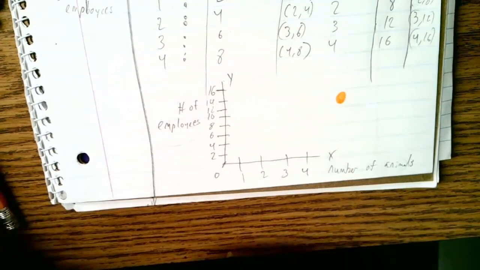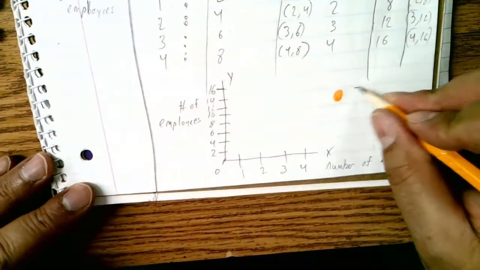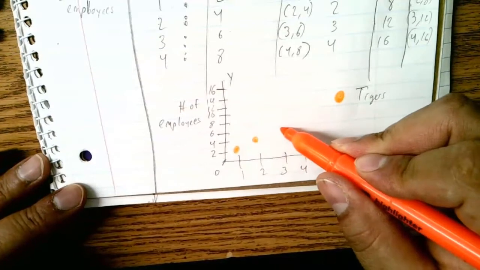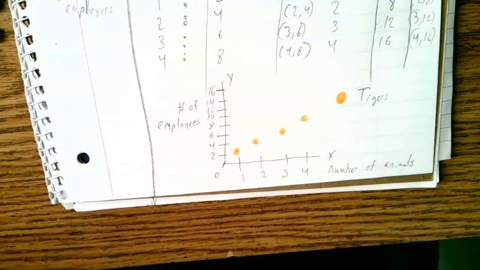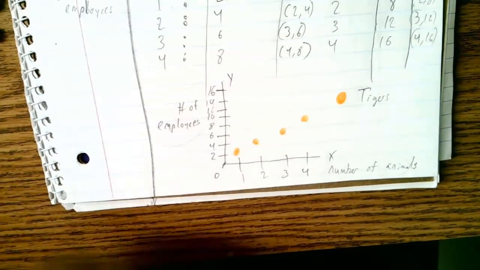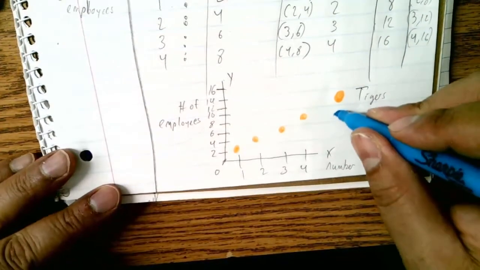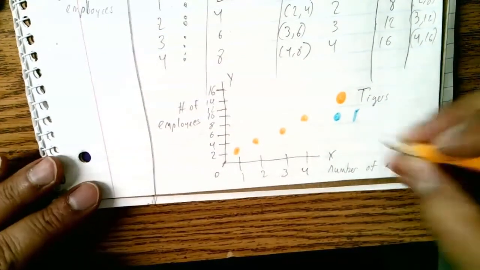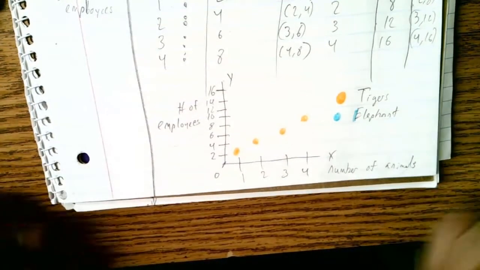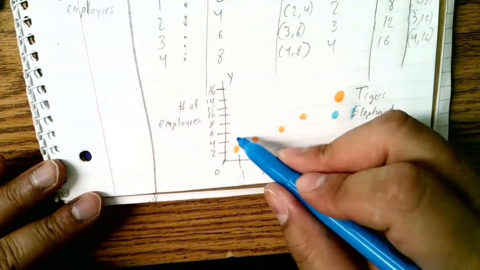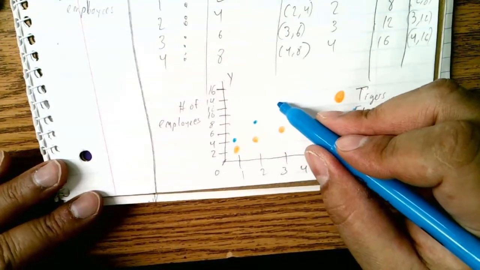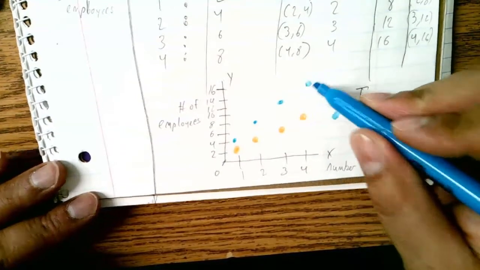Let's say orange is tiger. All right. 1 to 2, 2 to 4, 3 to 6, 4 to 8. Well, yeah, that works. And then let's say blue for elephant. Almost wrote in a marker. Elephant. Okay. 1 to 4, 2 to 8, 3 to 12. Taking my time here, I want to make sure they line up. 4 to 16.